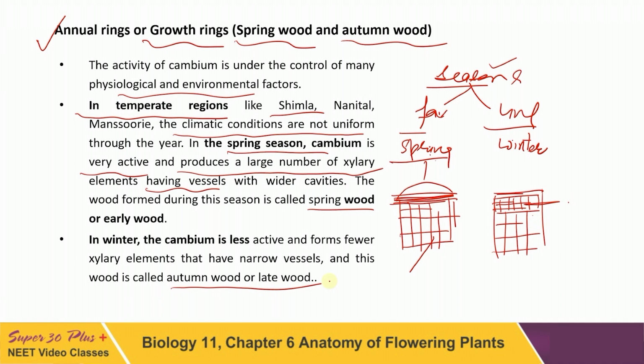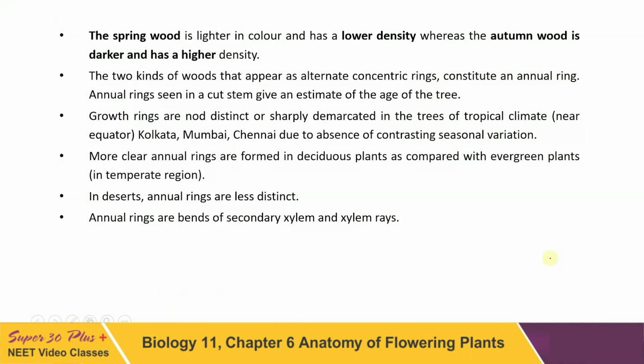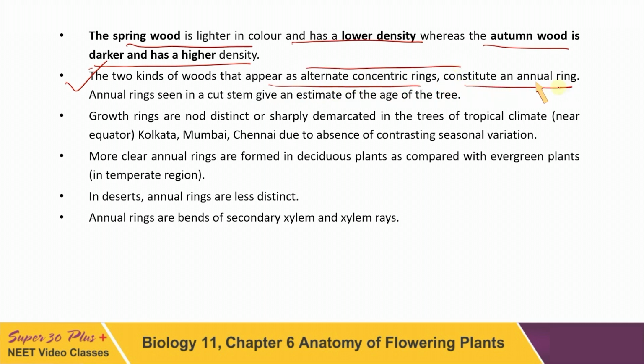That is the annual ring now. Spring wood is lighter in color and has lower density, whereas the autumn wood is darker and has high density. The two kinds of wood appear as alternate concentric rings, and they constitute the annual ring. Annual rings are seen in a cut stem, and by this we can estimate the age of the tree.